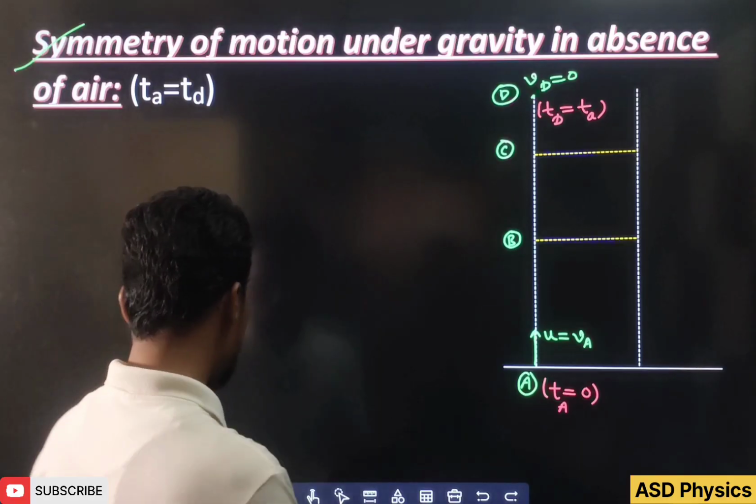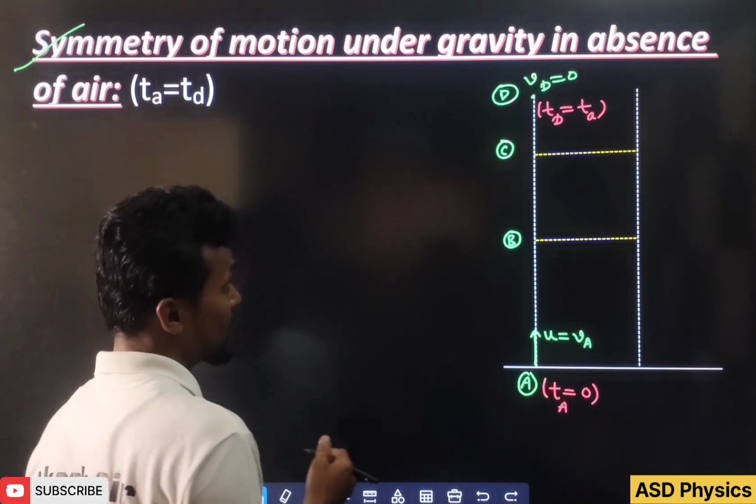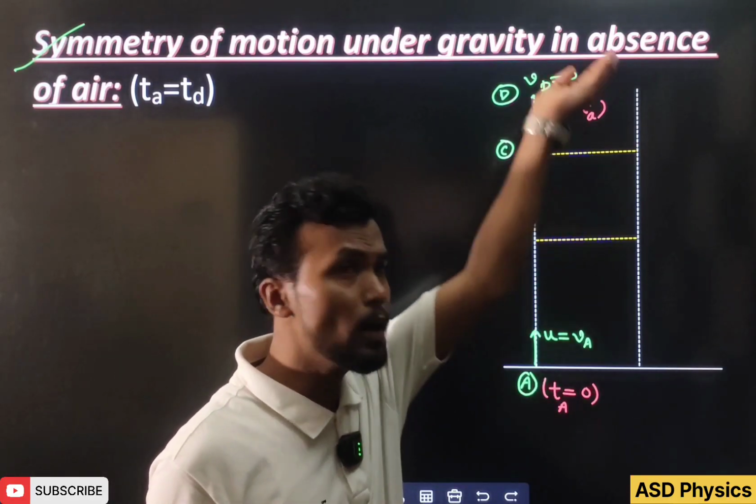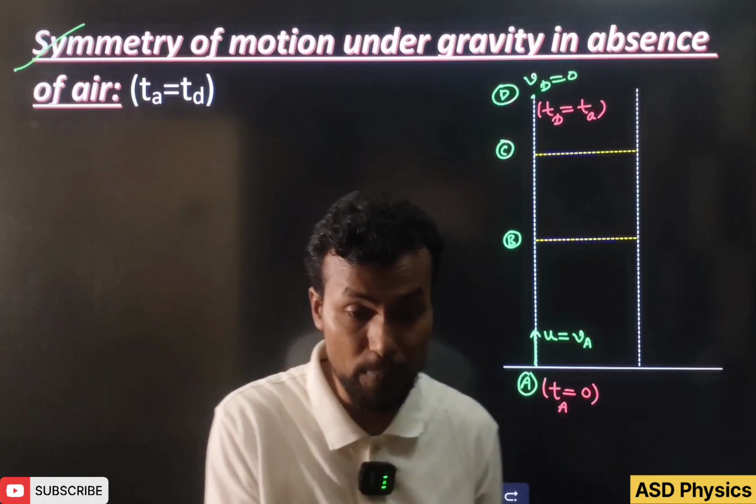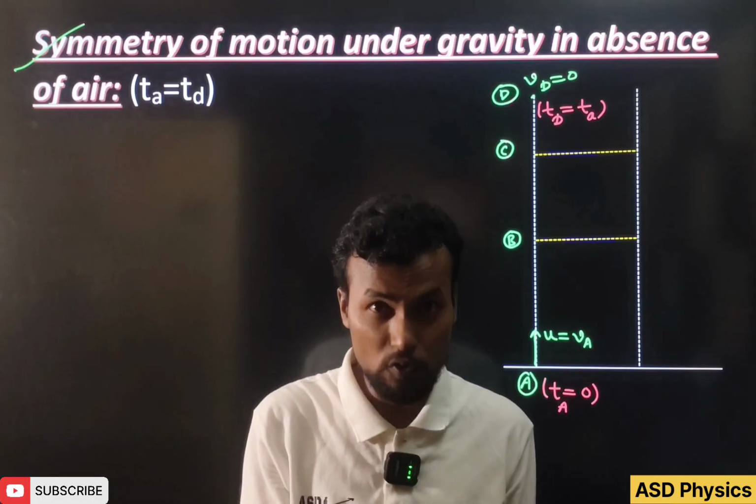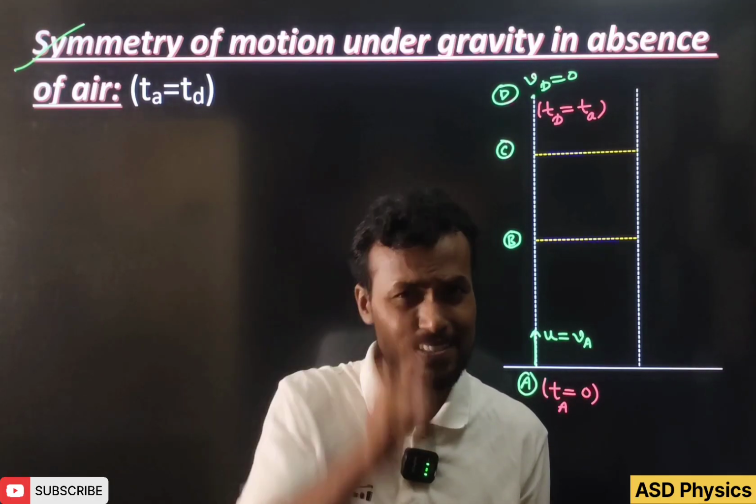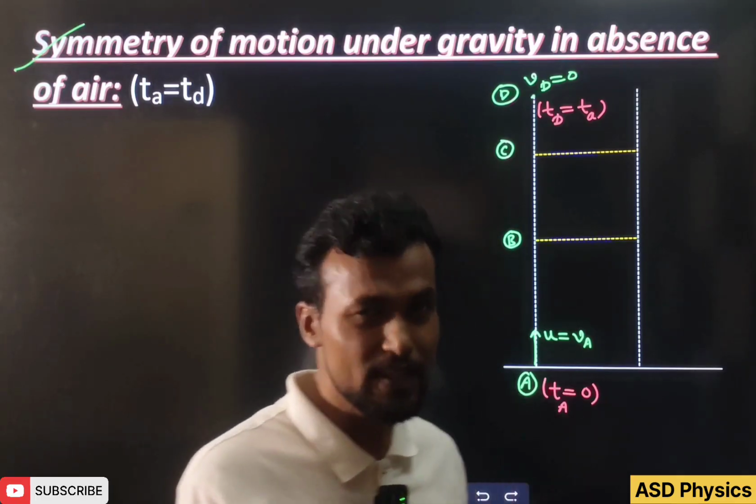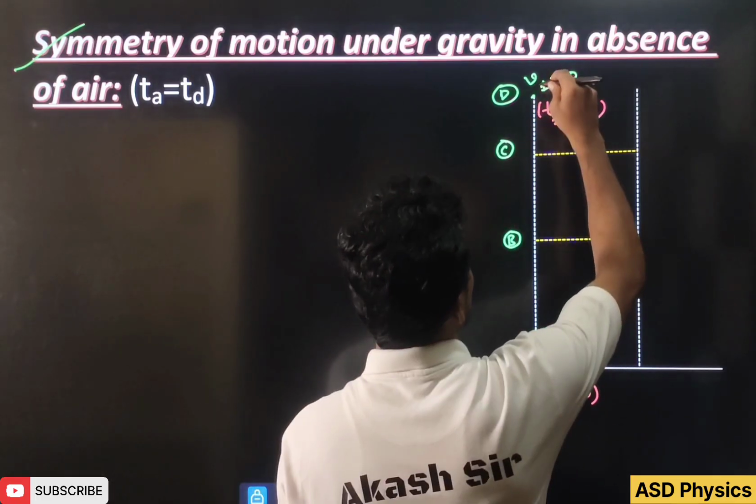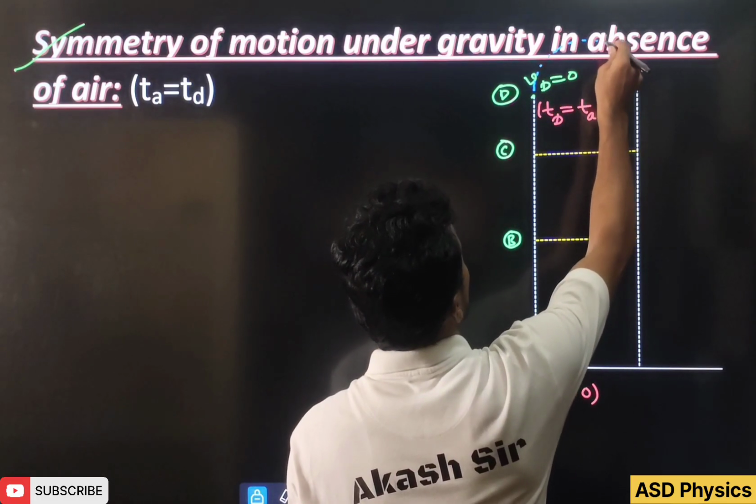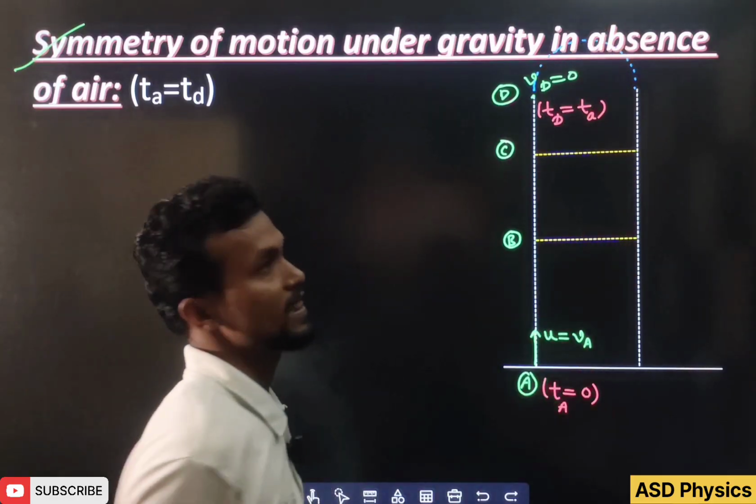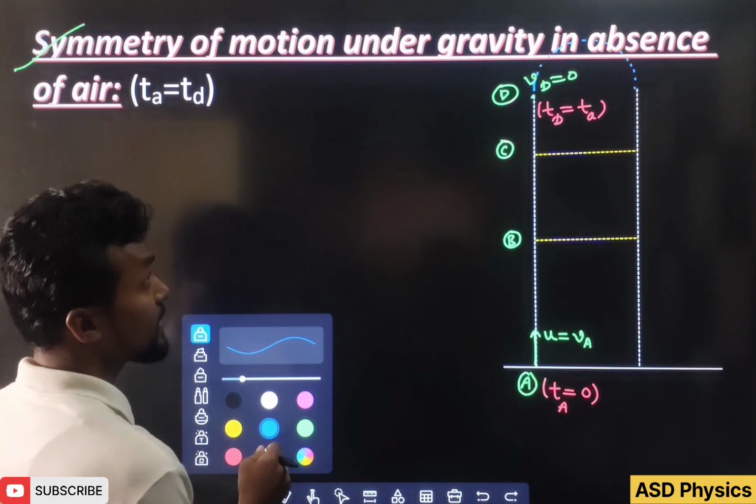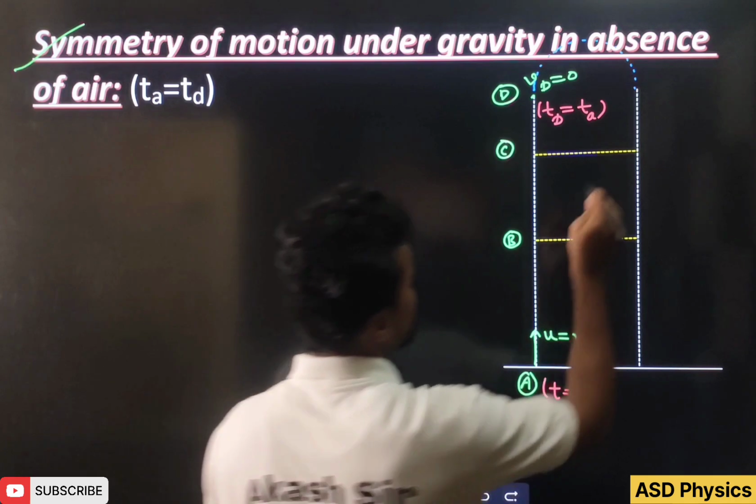Remember that whenever the particle goes upward, it will go up and come down following the same path, the same straight line, going up then going down. But if you draw both in the same line, it becomes very complex and we cannot identify it properly. So for that purpose we draw like this, we represent it like this. Now here again we can give the same points.